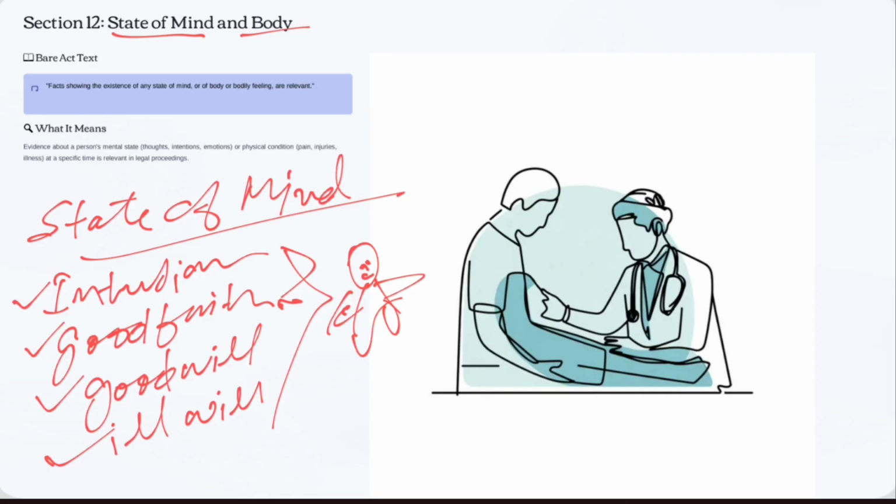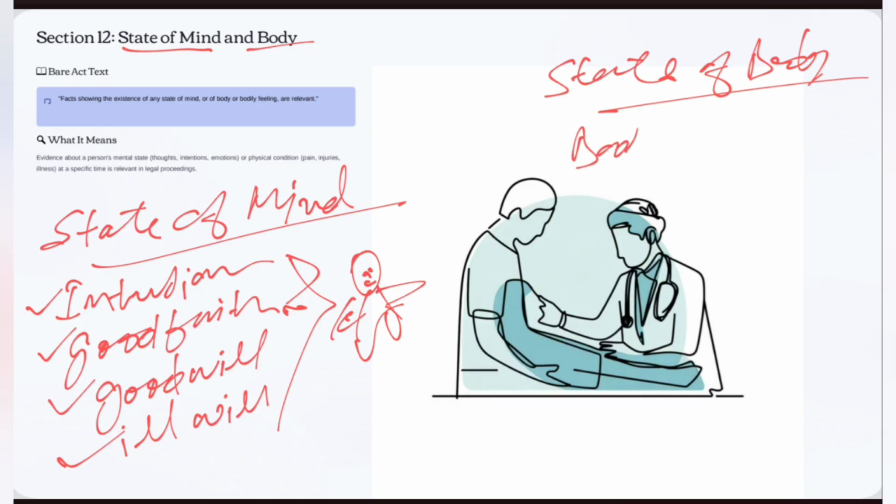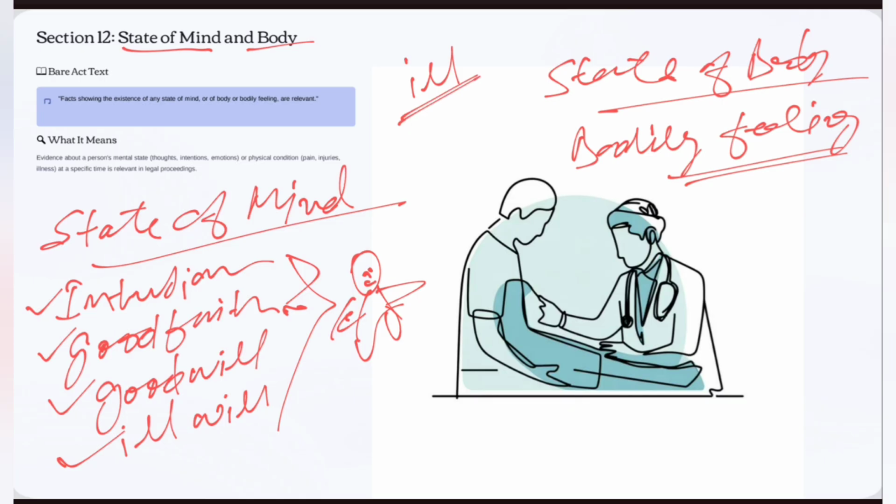In the same manner, state of body, or bodily feeling, is also relevant when state of body or bodily feeling is in question. For example, if someone is physically ill, his illness can be proved if that illness is in question before the court. In the same manner, if someone is feeling that his left half of the body is paralyzing, his feelings are also relevant if such bodily feeling is in question before the court.